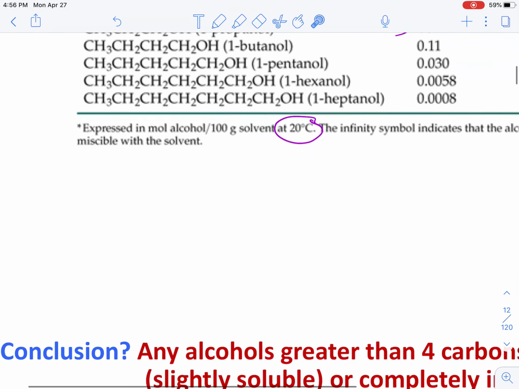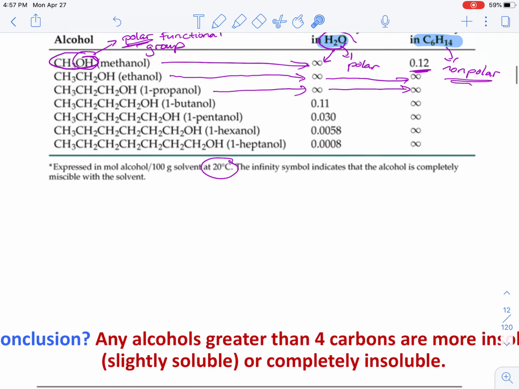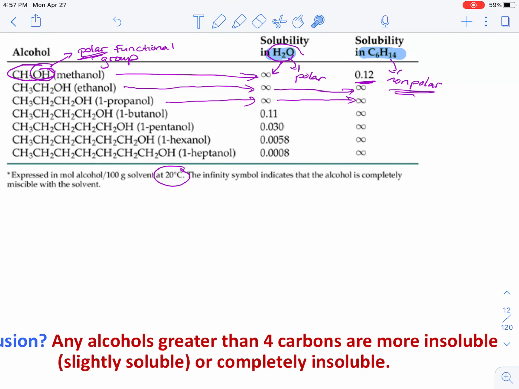And so the conclusion is, when you guys are looking at this chart, any alcohols greater than 4 carbons are insoluble in water, or completely insoluble in water. However, any alcohols greater than 4 carbons will be infinitely soluble, will always be soluble, in nonpolar solvents when you're defining it at a specific temperature.